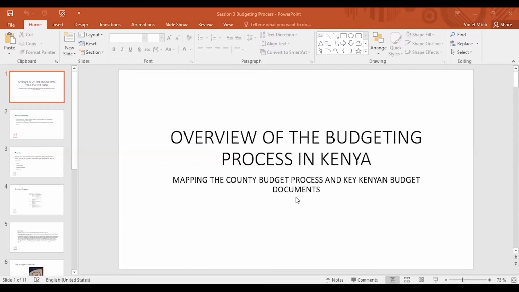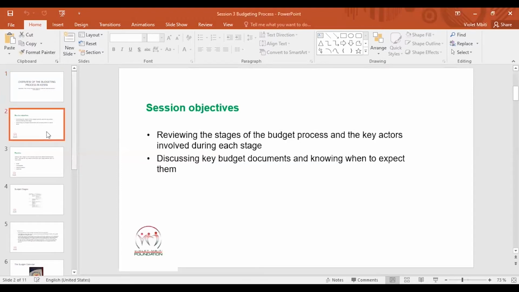Learn about mapping the county budget process and key Kenyan budget documents. The session objectives are reviewing the stages of the budget process and the key actors involved during each stage. So we have two objectives. Number one, reviewing the stages of the budget process and the key actors involved during each stage. And two, discussing key budget documents and knowing when to expect them.